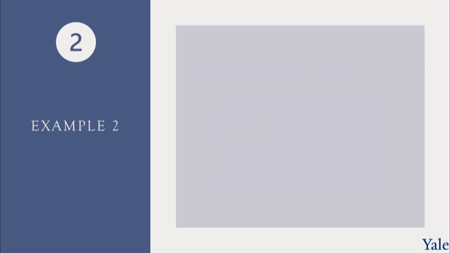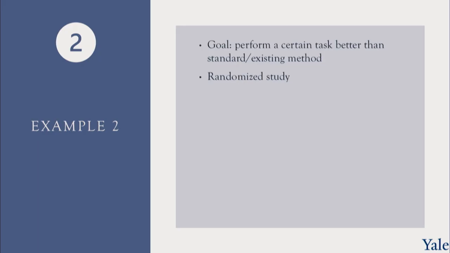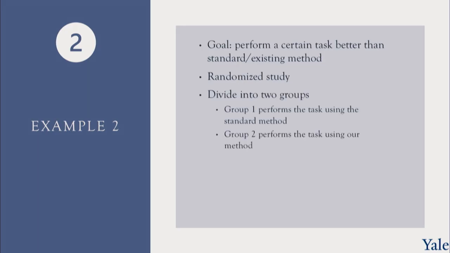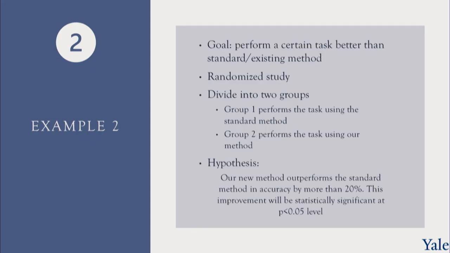A second example, the goal is to perform a certain task better than a standard or existing method. Again, we do a randomized study. We divide into 2 groups. We have a group that performs the task using the standard method, a group that performs the task using our own method, and then we have some kind of hypothesis testing that says that our new method outperforms the standard method in accuracy by more than 20%.